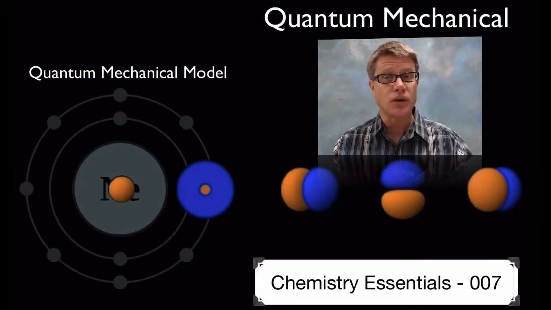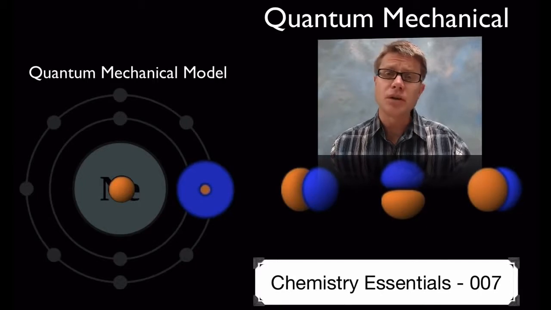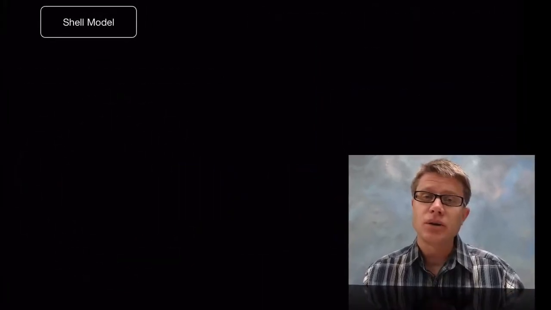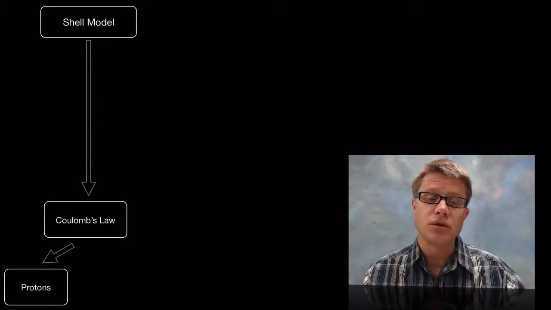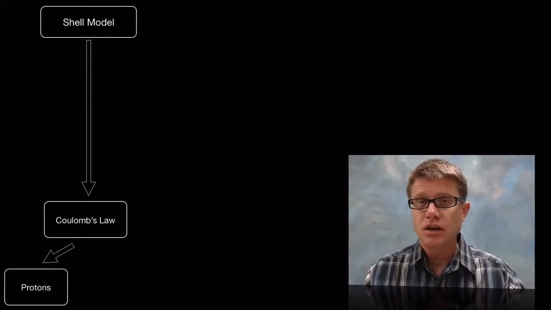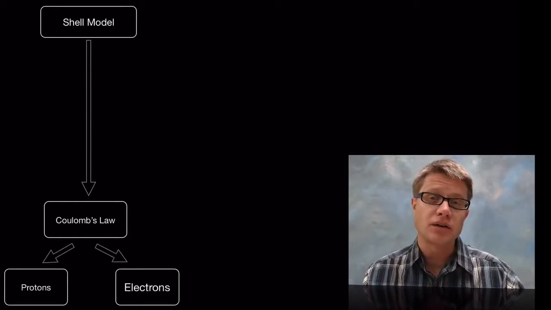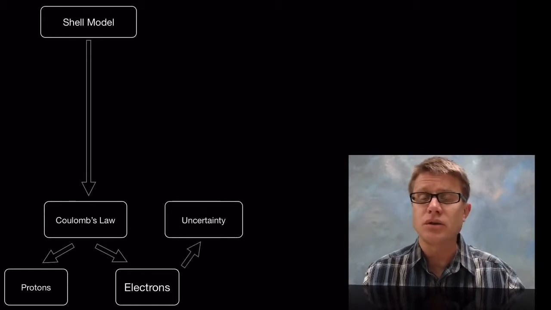Now the shell model works great at making predictions, and so does the quantum mechanical model. They're just different theoretical concepts of what an atom looks like. Our shell model really is based on Coulomb's law, which talks about the interactions between protons and electrons. But there's a couple of things about electrons that we discovered. One was the uncertainty principle.